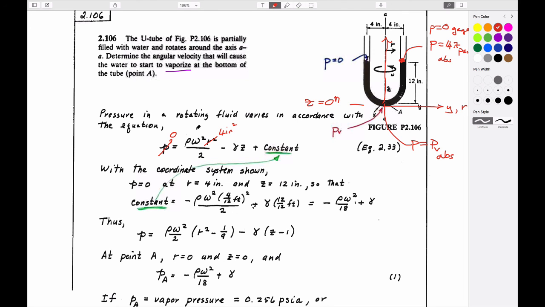We have a rotation speed that we don't know. We have a density of water. We have a unit weight of water, which is rho g. And we have an elevation of that point, which is 12 inches. So we know everything in this thing except for the rotation speed and the constant. But we know this has to equal 0. So we can substitute things in and figure out exactly what that constant is. And the constant, because we have an unknown value here, has to contain that.